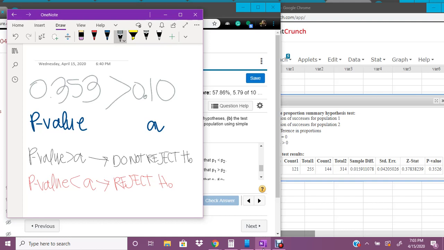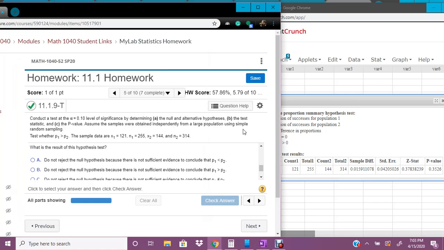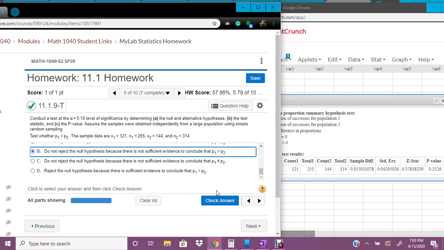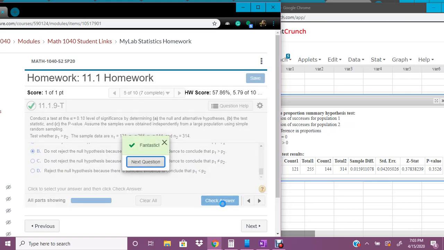And so if it's greater than, then we do not reject the null. So do not reject the null hypothesis. This is because there's not sufficient evidence to conclude that P1 is greater than P2. And there you have it.